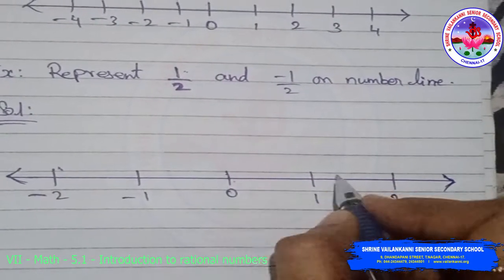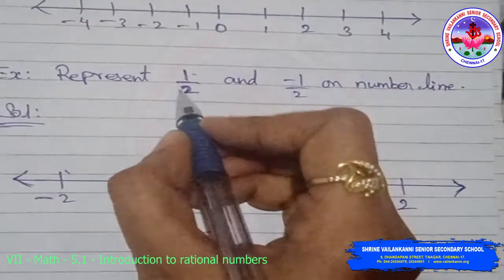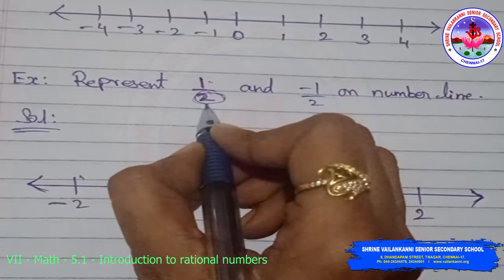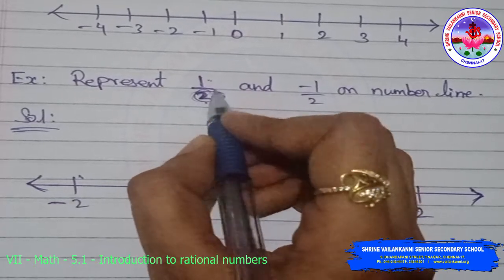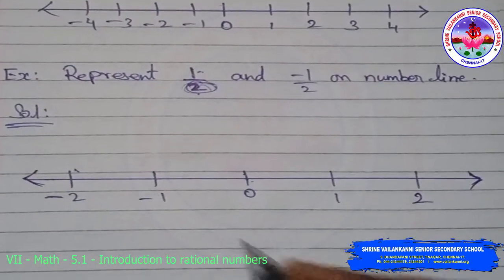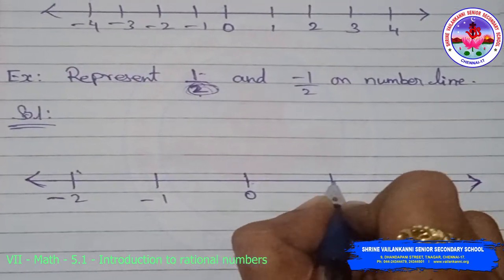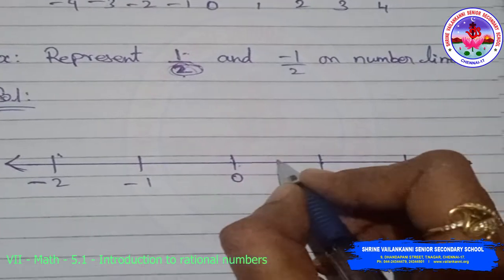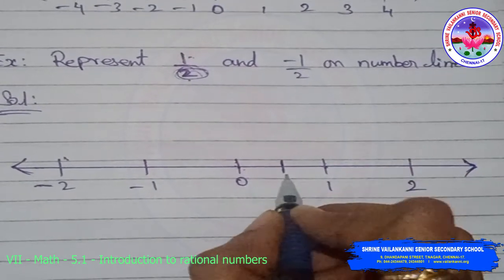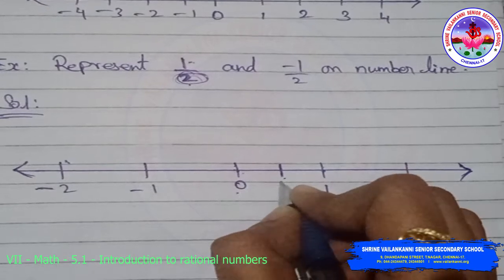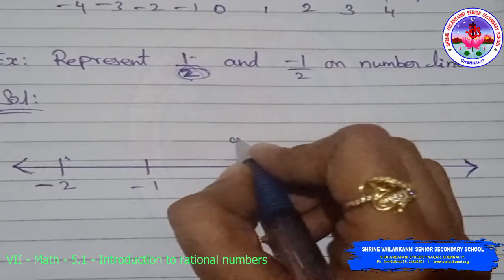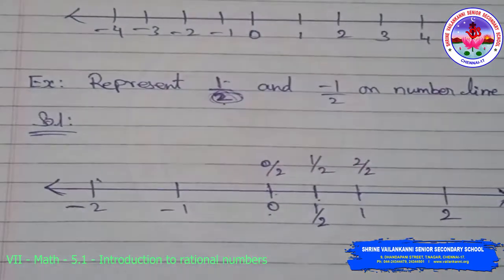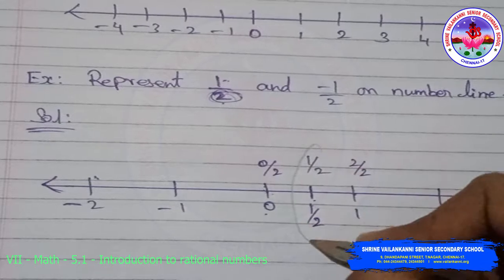So you can split between 0 and 1 into 2 bisects. The denominator value is 2, so bisect into 2 divisions. Here this is 0, this is 1 by 2. Here 0 by 2, this is 1 by 2, this is 2 by 2. This is the value of 1 by 2.